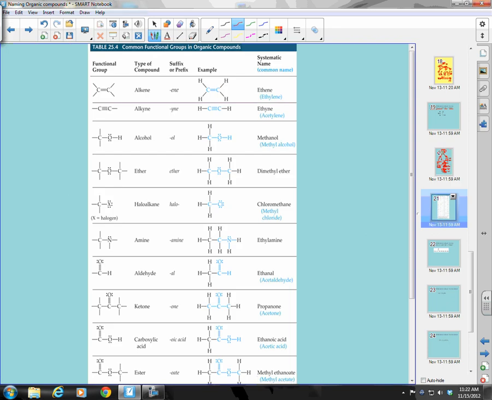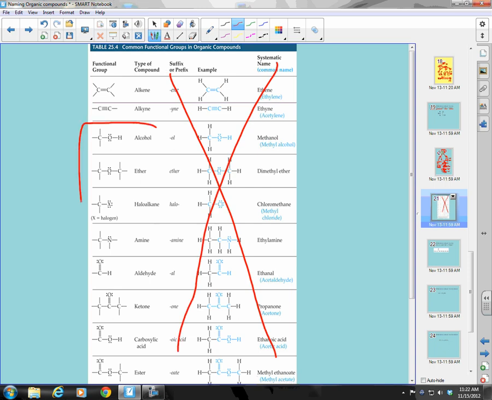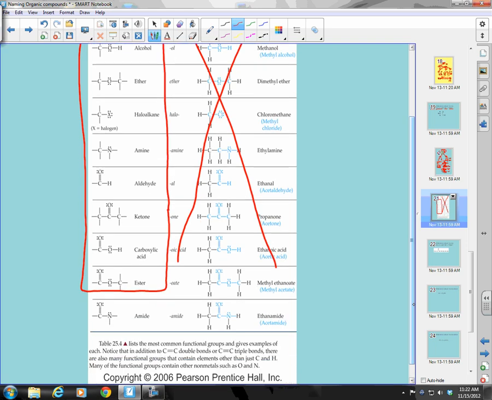Here's a table of them right here. I don't care about the suffixes or the naming. All I really want you to be able to do is identify these, okay? Identify those down here, the amide, the ester, the carboxylic acid, ketone, aldehyde, amine. We don't even care about the haloalkane.